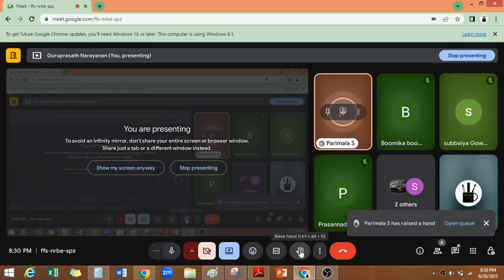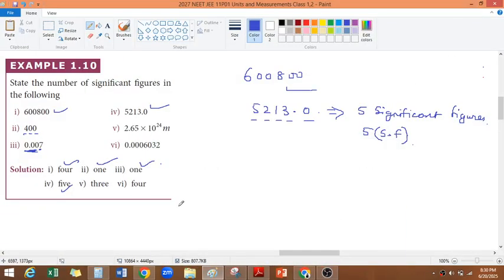Excuse me, sir. What is the meaning of significant, sir? Significant means whether it is important or not. Okay, sir. Thank you. Significant means is it an important number or not. So if you have a doubt, please raise it immediately and we can discuss it.